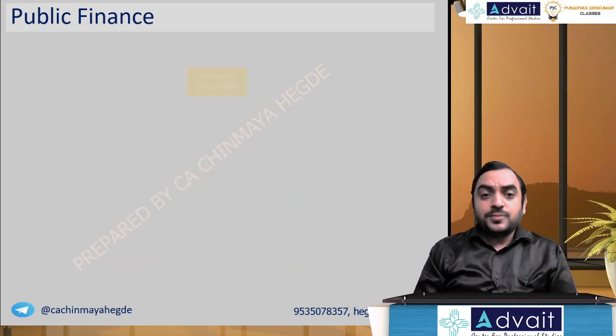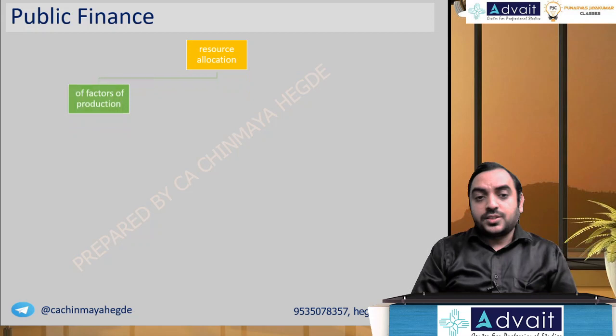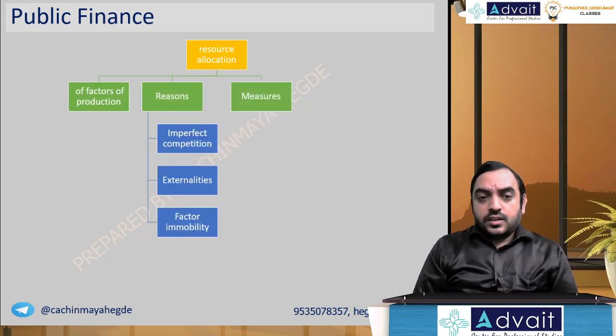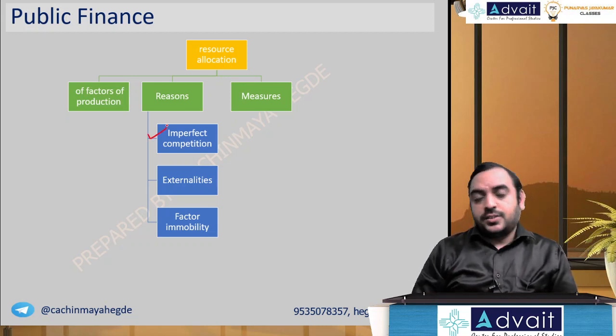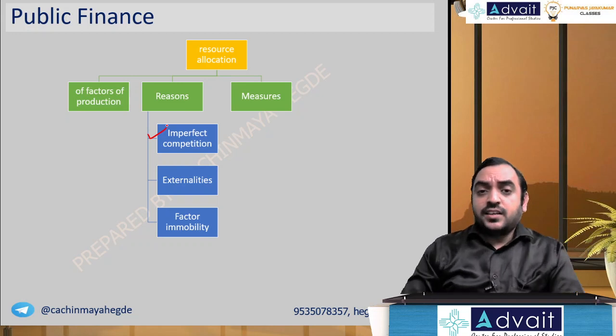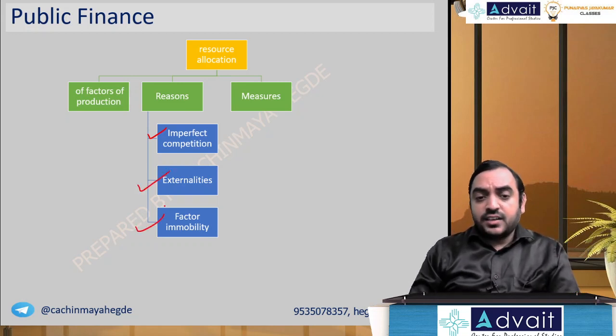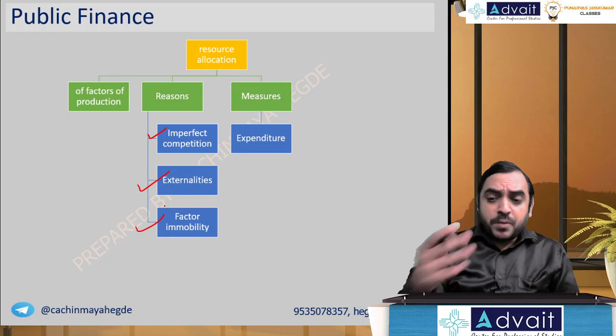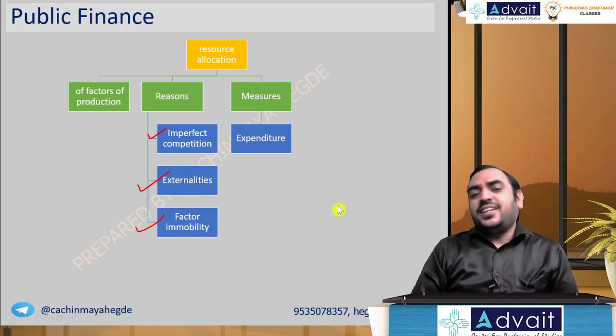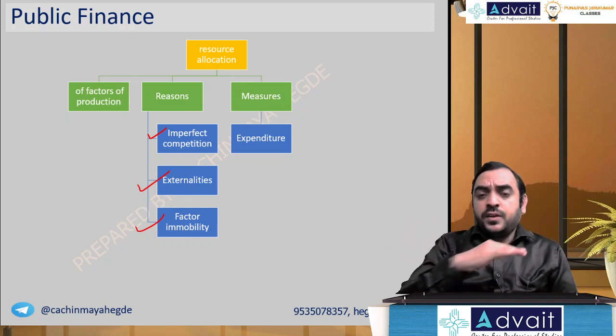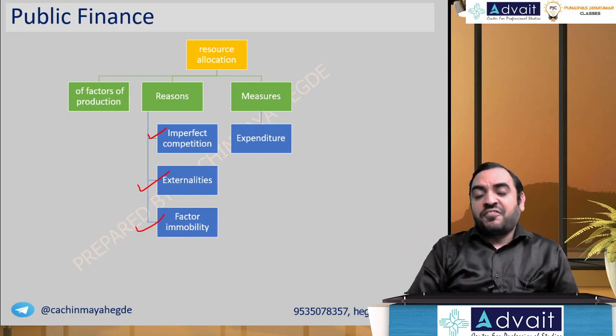Let's look at one by one. Resource allocation of factors of production. What is the reason for this? Imperfect competition, externalities, factor immobility. Imperfect competition, monopoly. Certain private people dominate: imperfect competition, monopoly.